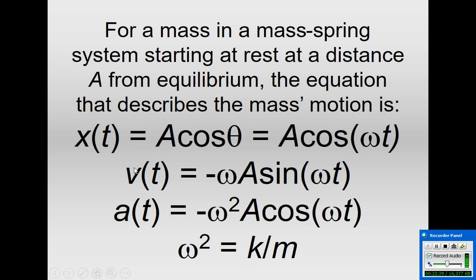Now, a little word about that velocity equation. We are releasing this mass from rest. The velocity behaves sinusoidally, but its initial value is 0. The sinusoidal function that has an initial value of 0 is sine. So we can represent the velocity as a sine function, and we would say minus omega times A times the sine of omega t.